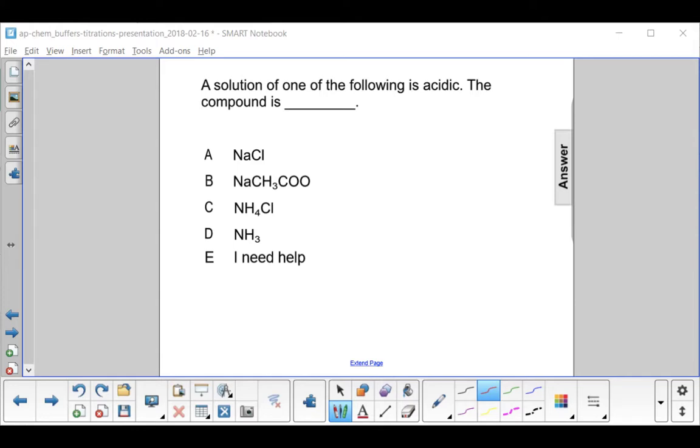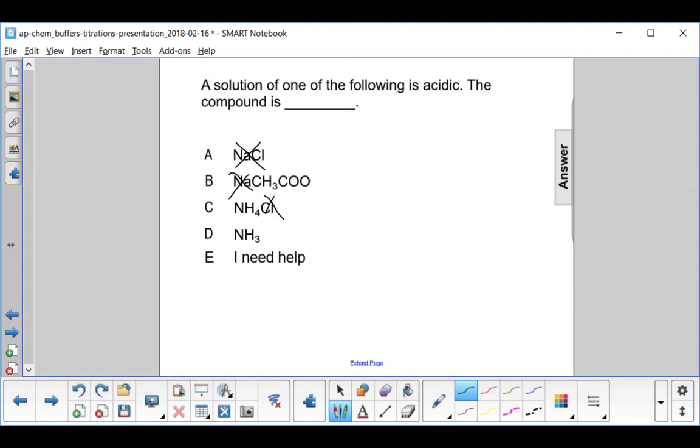A solution of one of the following compounds is acidic. All right, so first of all, I'm going to get rid of the conjugate bases of strong acids and the metal cations of strong bases. So that gets rid of both options in A, Na+ and Cl-. Okay, so we're left with CH3COO-, we're left with NH4+, and we're left with NH3.